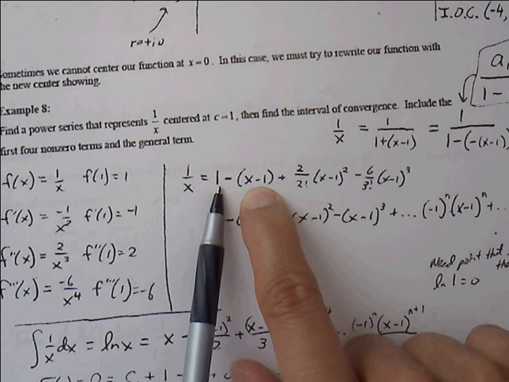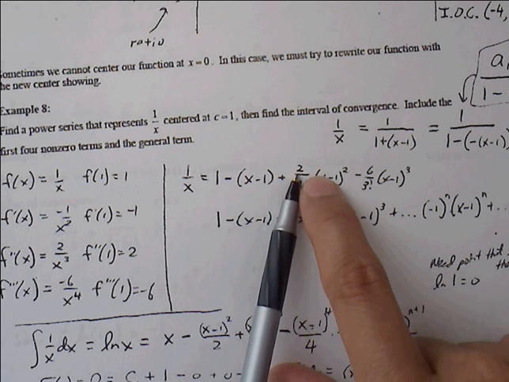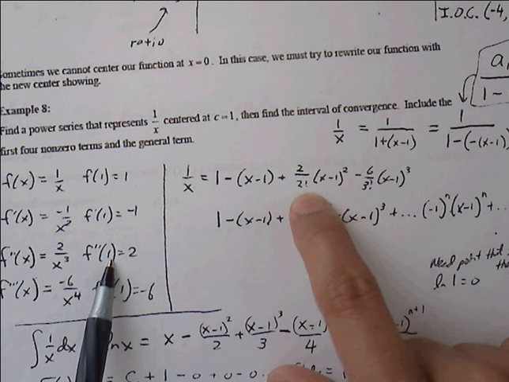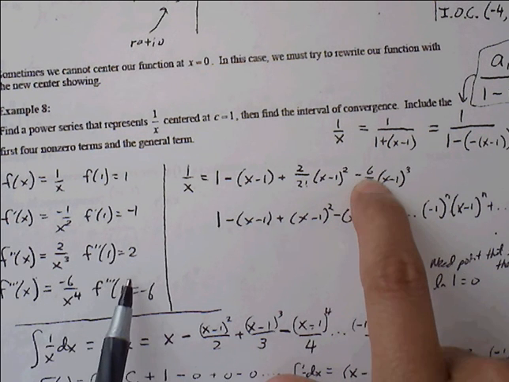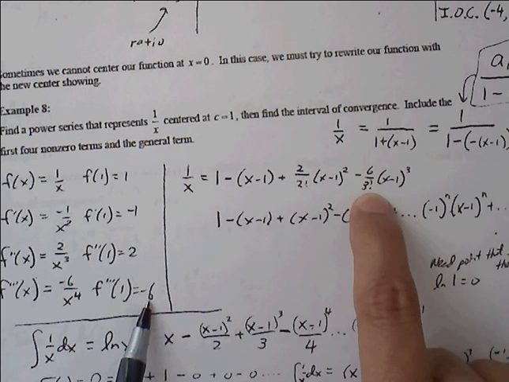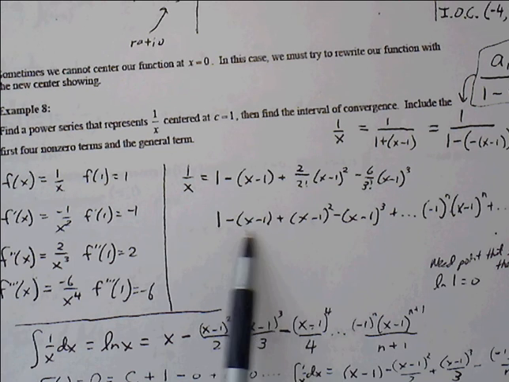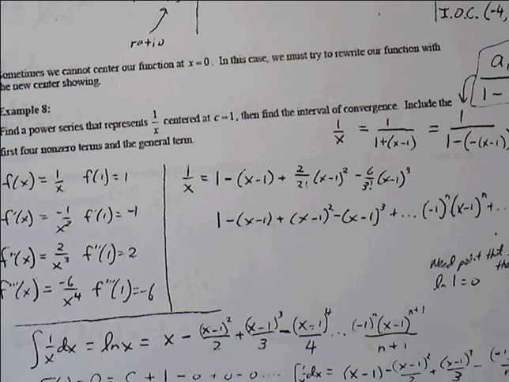So the first two terms are just going to be the tangent rule, and then the second derivative evaluated at 1 is going to be 2 over 2 factorial times x minus 1 squared, and then the third derivative evaluated at 1 is negative 6 over 3 factorial times x minus 1 cubed, and we can simplify that. So the Taylor rule will produce the same thing as using the geometric rule for the sum.